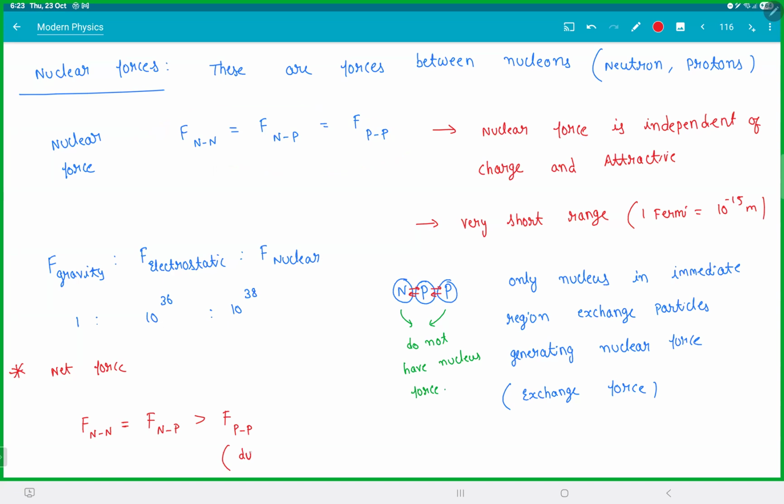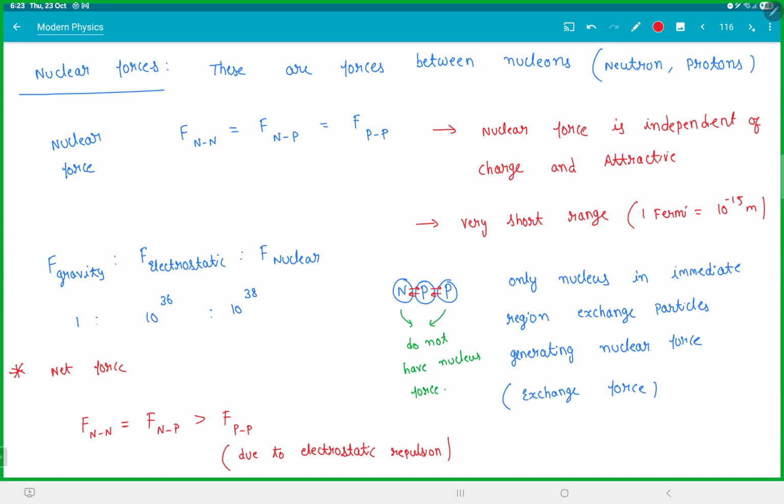So be careful what they're asking. Are they asking the nuclear force? Then they're all equal. If they're asking net force, then they're not equal. So due to electrostatic repulsion, the force slightly decreases. Clear with that?